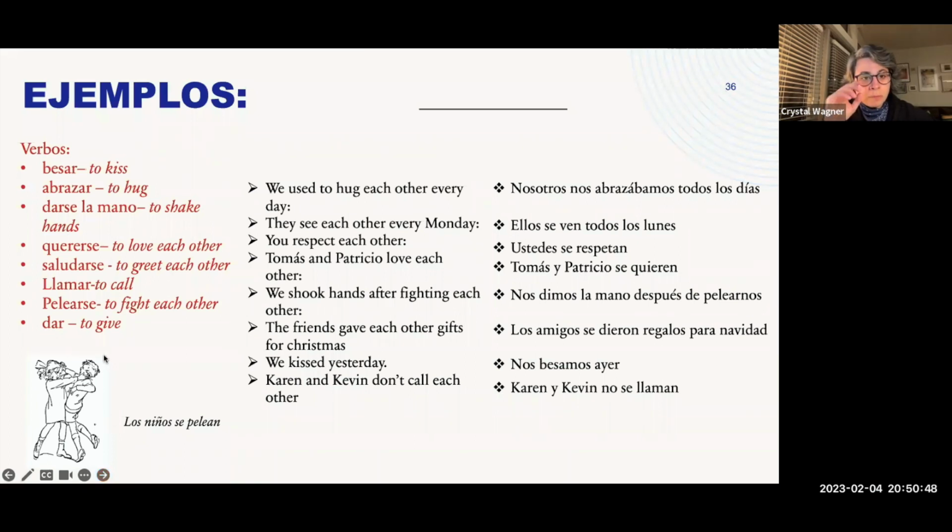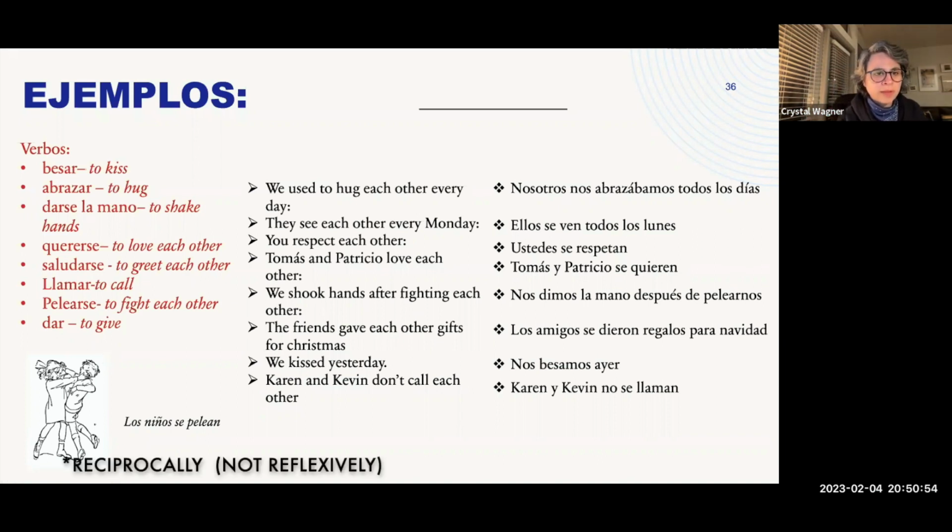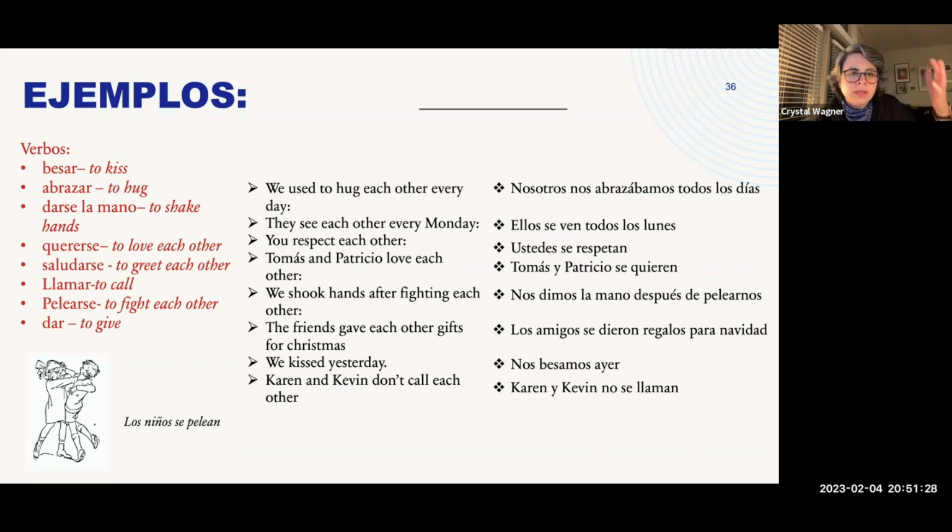We can also use many of these. Let me actually explain the concept of a verb that can work reflexively or non-reflexively. So you will notice that I have written some of these verbs as just besar, abrazar, or darse la mano, quererse, saludarse, llamar, pelearse, o dar. For example, I could use all of these reflexively, right? But without the se, there are different meanings. So let's use this one, llamar. You could say, for example, nos llamamos todos los días. We call each other every day, right? Or ellos se llaman. So in this case, we're using it reciprocally, right?